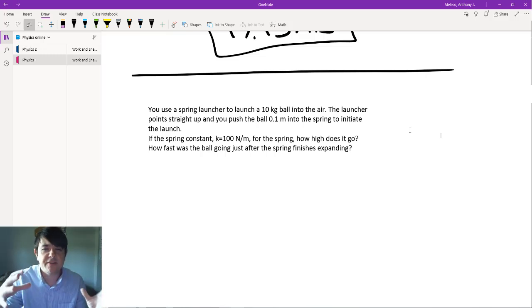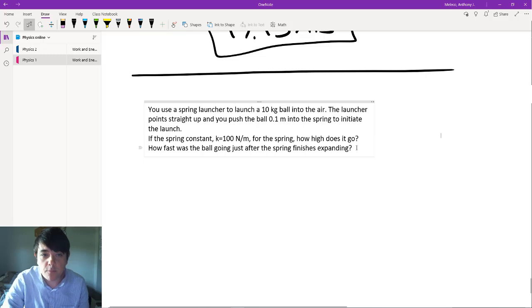Remember that the spring constant is the stiffness of the spring. So you can imagine if a spring is stiffer, it's tougher, that spring constant would be higher, and then the ball would be able to fly really, really high, right? So we want to know if the spring constant is that, how high does it go? And we want to know how fast was the ball going just after the spring finishes expanding.